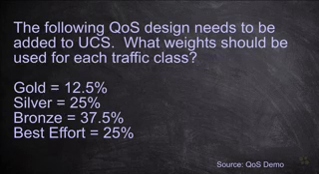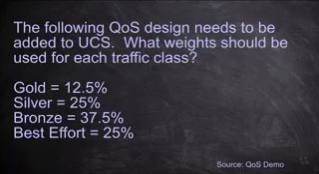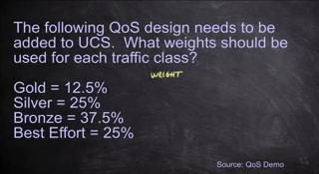Question 3. The following QoS design needs to be added to UCS. What weights should be used for each traffic class? Okay, so there's no disguising it. This is a math problem. We need to find weight values that we can use to divide up a particular link bandwidth by the percentages that are listed.